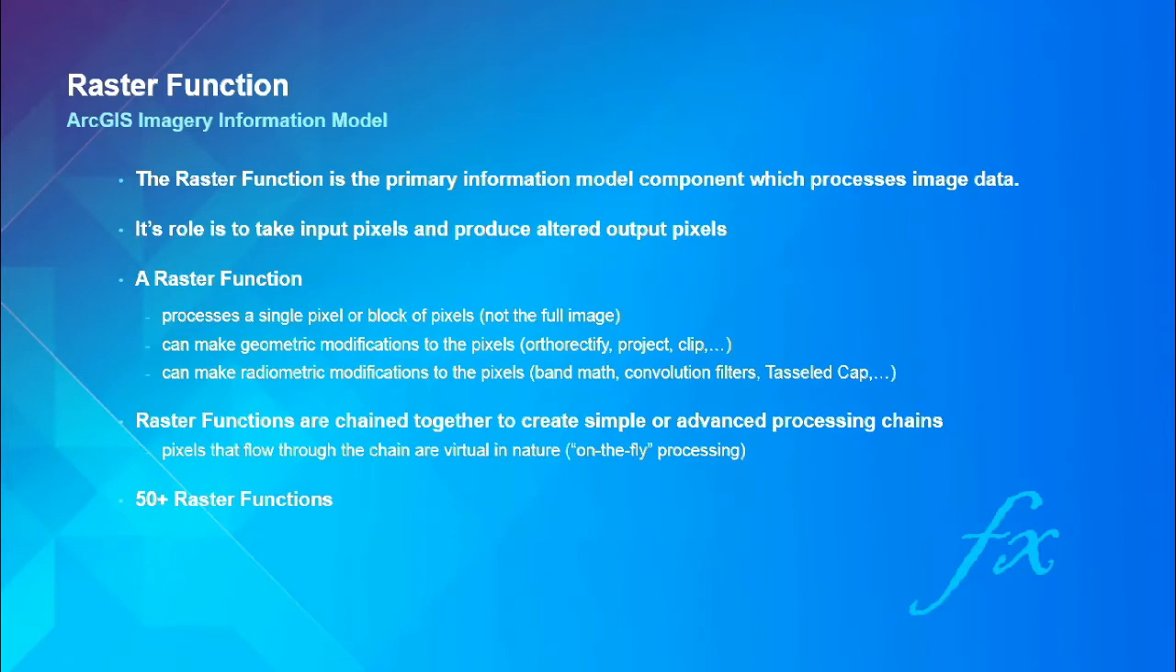So you take single ones, there's over 50 of them, and you combine them together into a model, which is a function chain. And then it just executes every time you make a request on the service or on the image. And it pipes the pixels through the chain before outputting them to the screen or outputting them to disk if you want to create a persistent representation.